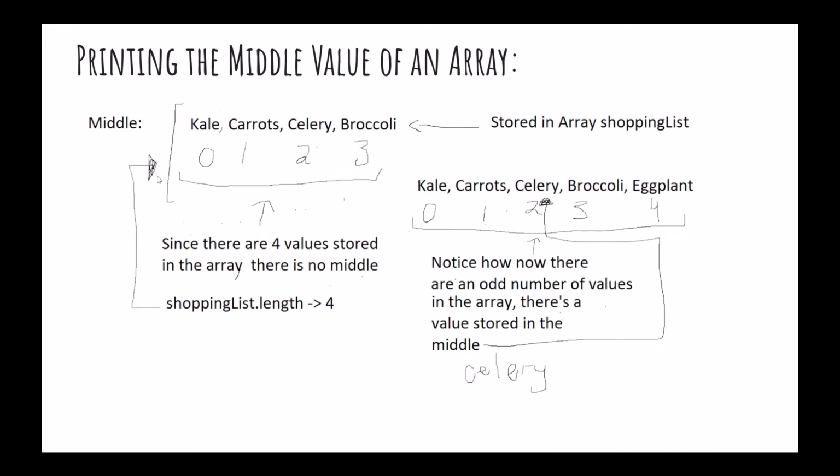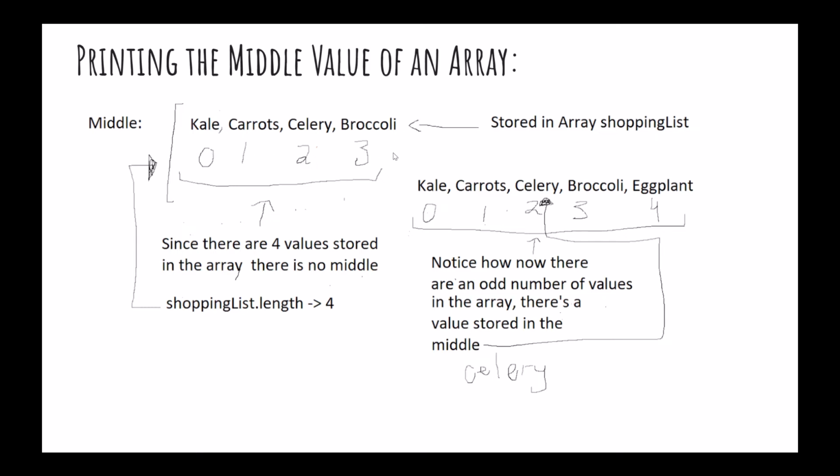How to print the middle value of an array? This is a bit trickier because we have our shoppingList array, and this holds kale, carrots, celery, and broccoli, right? But here's the thing. There are 4 values stored in the array. There's no middle. The middle would have to be here: 0, 1, 2, 3, 4.